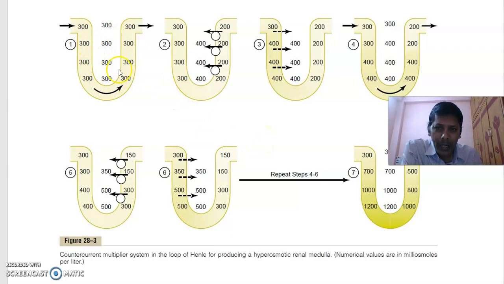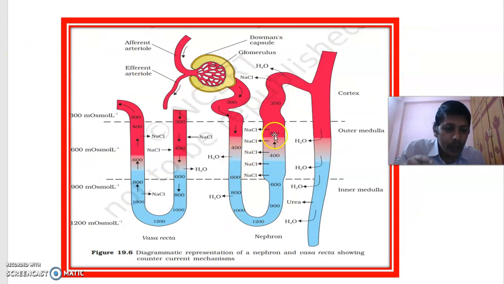Imagine this is the Henle's loop. When your nephron starts working, the osmolarity in the entire loop of Henle is 300, and outside the loop of Henle, in the interstitial fluid, the osmolarity is also 300. Now our kidney, our nephrons, are working in the first stage. But look at the osmolarity here: 300 here, 600, 900, and 1200 here.